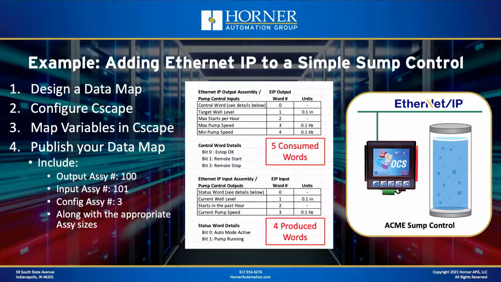as an Ethernet IP I/O adapter, the output assembly is number 100, the input assembly is number 101, and the configuration assembly is number 3. And then you need to also have the appropriate data sizes as well. Remember that our input assembly from a PLC standpoint is going to be 4 in my example, and the output assembly from a PLC standpoint is going to be 5.